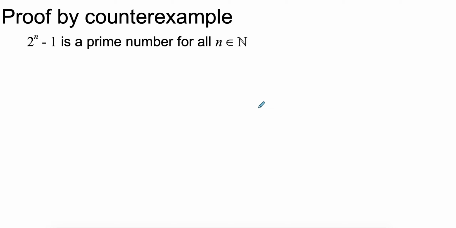So this question is actually, I didn't write the full question down, but it's proof by counterexample these statements. So they've given us a statement, 2 to the power of n minus 1 is a prime number for all n belonging to the natural numbers. And I want to give a counterexample to the statement to make it false. And sometimes they'll tell you to give a counterexample rather than you assuming that you have to give one.